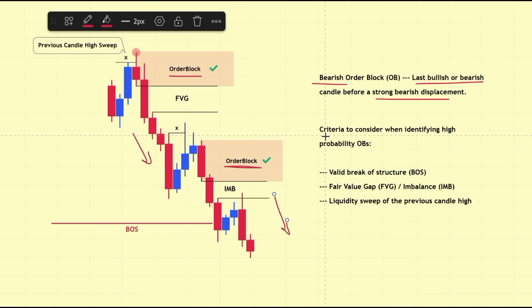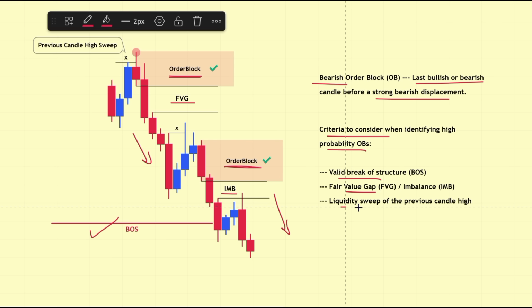Okay, so the criteria to identify high probability order blocks in a bearish scenario are actually the same as in a bullish scenario. The first one is, of course, the valid break of structure. Yes, we need a bearish break of structure before we start marking these order blocks. The second one, of course, is fair value gap. Yes, these bearish order blocks need to be associated with a fair value gap or an imbalance. Very, very important. Here, the keyword is must. They must be associated with a fair value gap or imbalance.